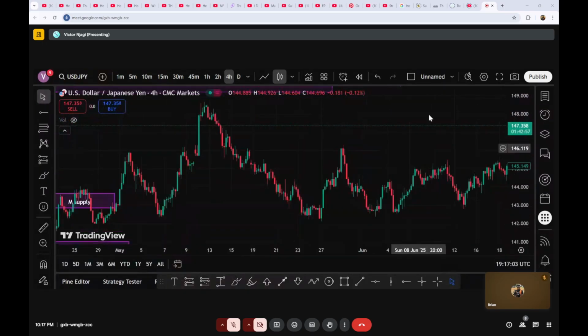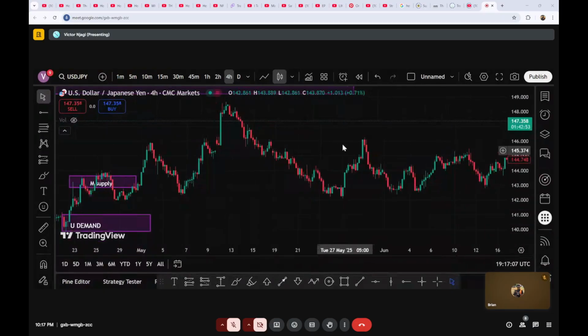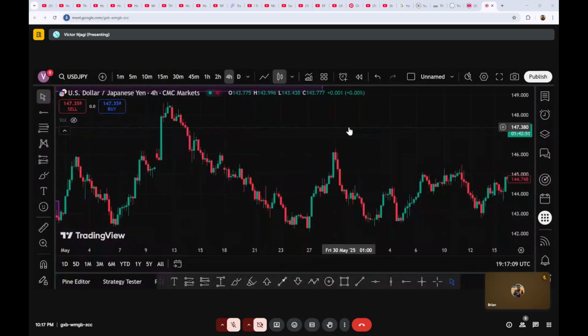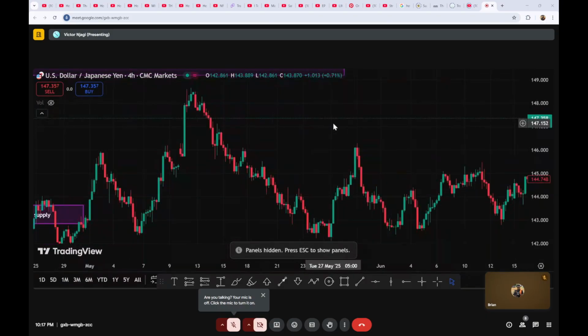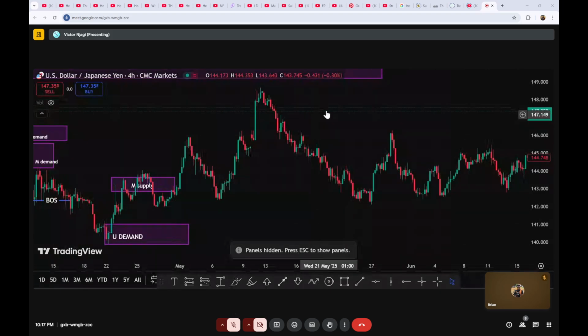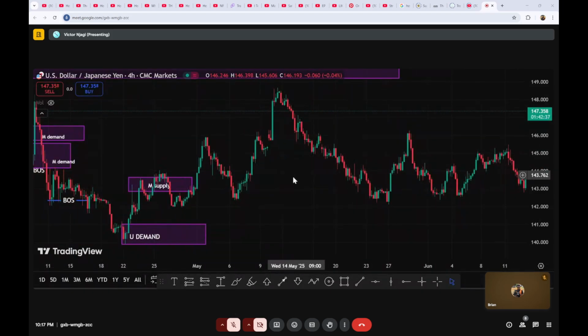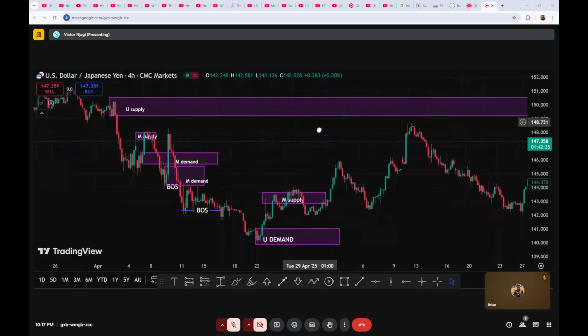Hii nilikuwa nimeona kama ikuwa what is happening? So I thought imekuwa mitigated. So it's yet to be mitigated. Bado haijakuwa mitigated juu price bado haijafika. Haijakuja to that zone. Yes, so that's how you know whether it's mitigated or not.